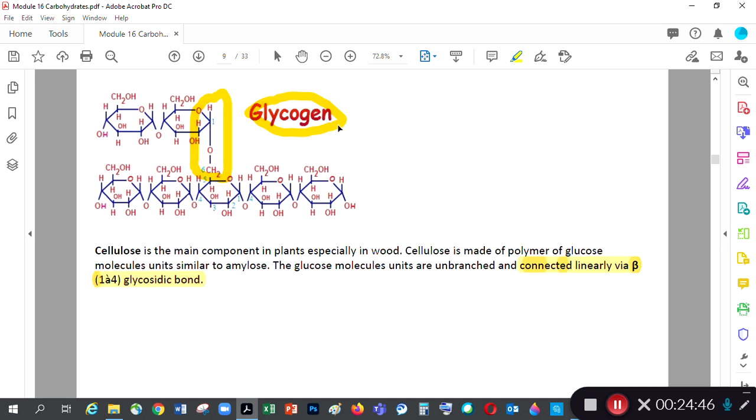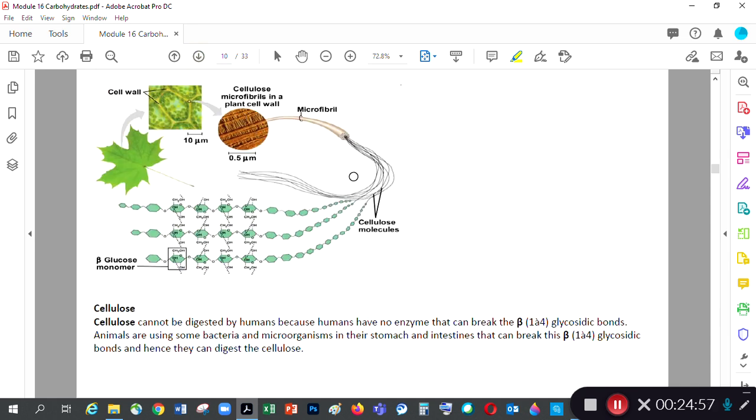It's not like the amylopectin of plants and the amylose. Those are connected through alpha 1,6, while this is a beta 1,4 glycosidic bond. You can see here the connection. See how nice, almost linear. And they are connected through alpha 4 glycosidic bonds between them in the other molecules.